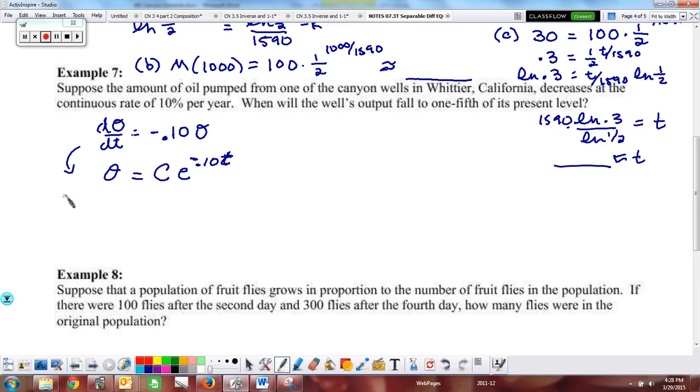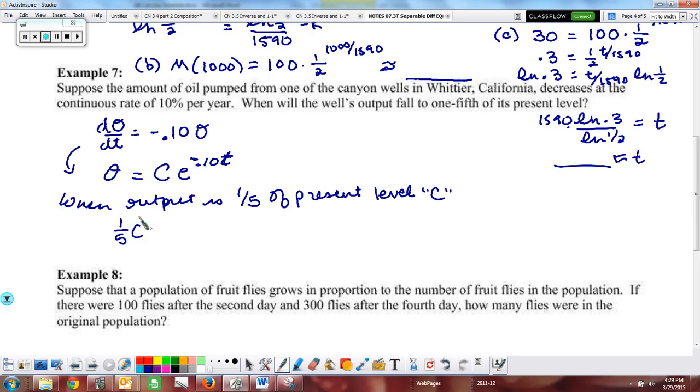I want to know when the output is 1/5 of the present level. And the present level, if you remember, C is your initial amount, that's your C. So you're pretty much saying, when will I have 1/5 of C as my oil? And I can just plug that in. The C's are going to divide out, so really all you're trying to solve is when is e to the negative 0.10 t equal to 1/5.